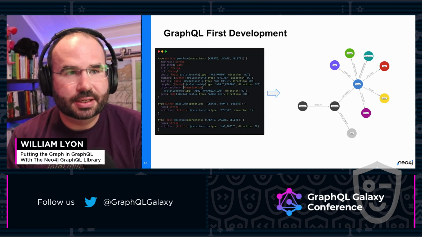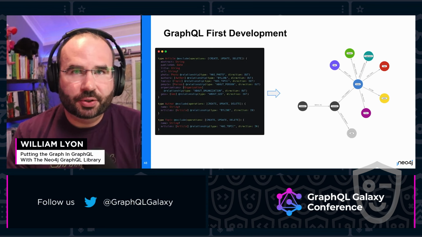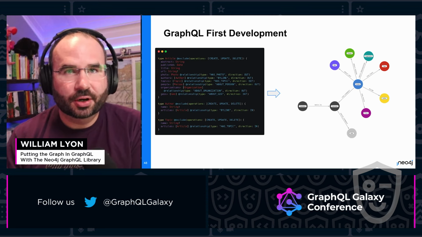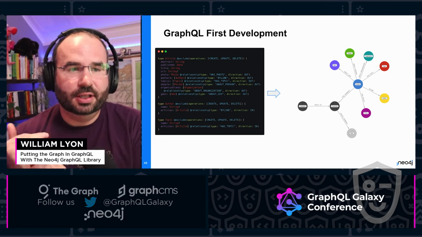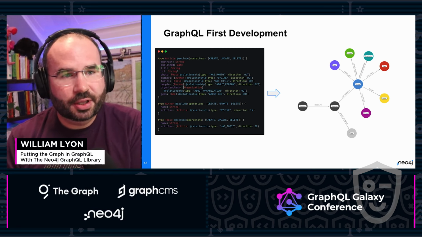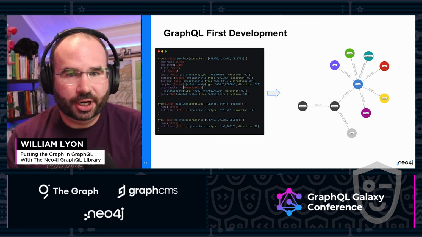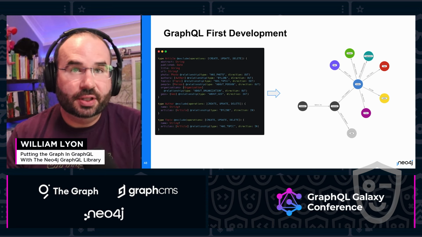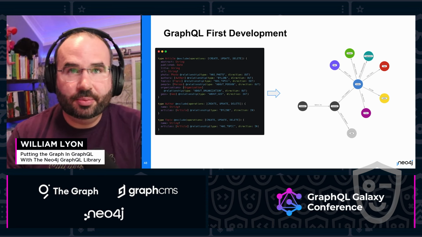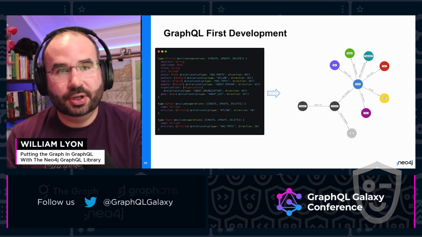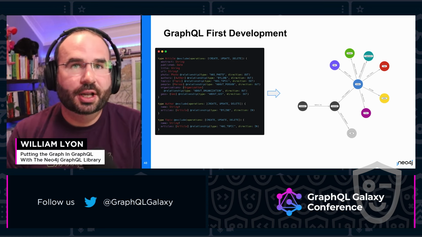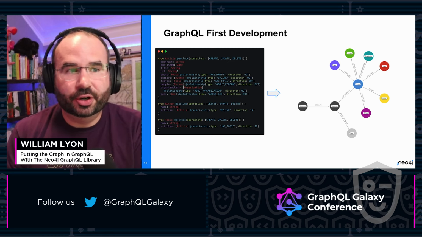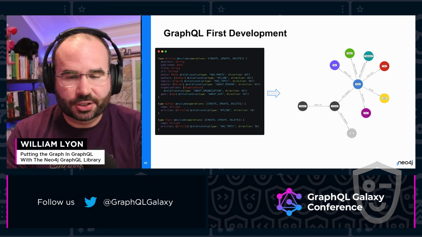So one is this idea of GraphQL first development. We start with our GraphQL type definitions that define the data model that we're working with. And then the Neo4j GraphQL library will use that to drive the data model for the database and the API. So I don't need to maintain two separate schemas, one for the database, one for the API. Everything is driven from these GraphQL type definitions.